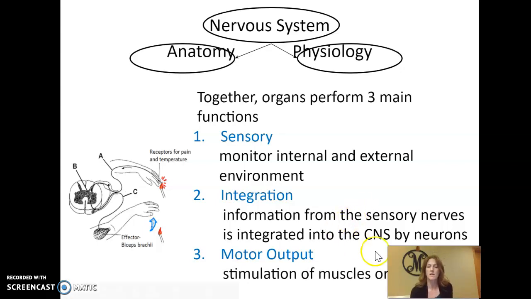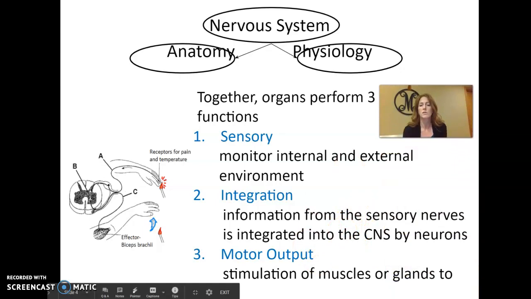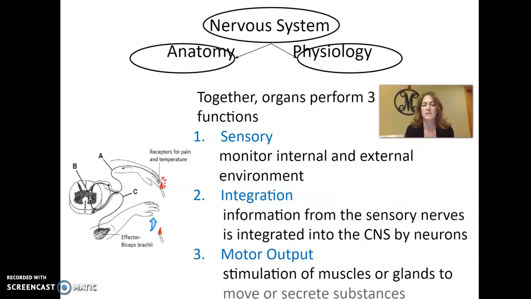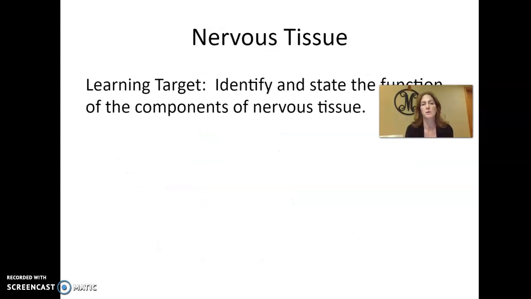I'm going to move my face out of the way here so you guys can see that. You have stimulation of muscles or glands that are then going to either move. If you're touching something hot, maybe the motor output is to move your hand, or if it's inside, maybe you just ate a meal and your blood sugar increases, you might then secrete more substances to lower your blood sugar. Maybe you remember going back to when we did homeostasis and negative feedback loops, negative and positive feedback loops work in a similar way.